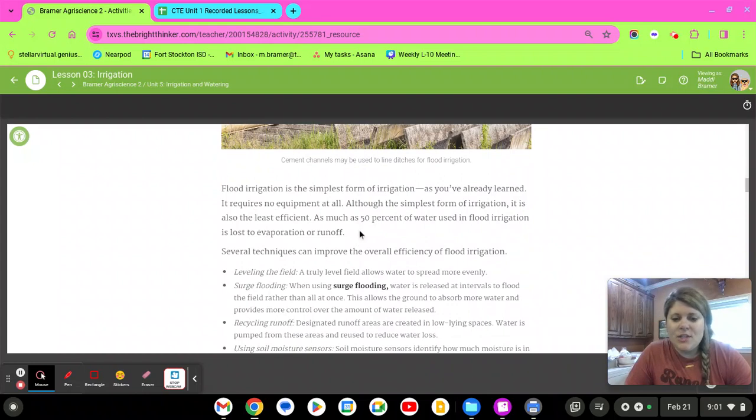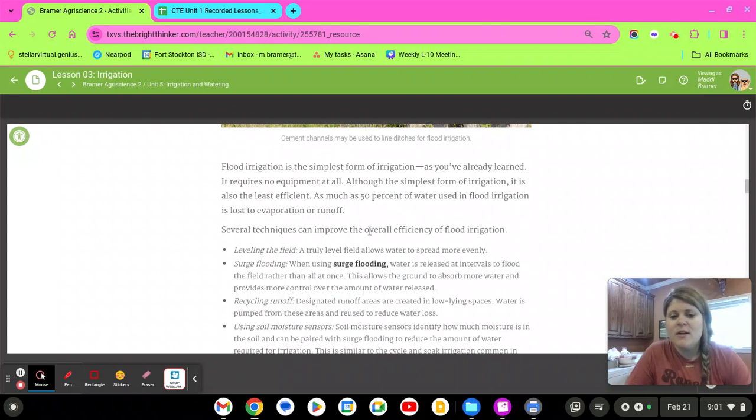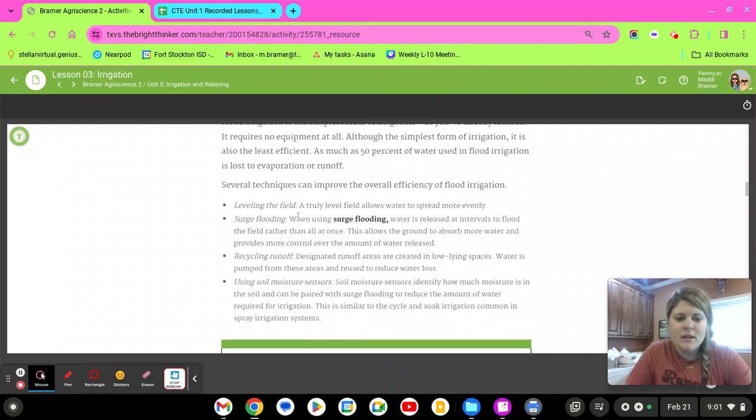It's really the least efficient though, because remember we said that the water is going to run off. So as much as 50% of water used in flood irrigation is lost, either evaporated or run off. So the ground's so saturated it can't take any more water in. So we're really wasting some of that water.